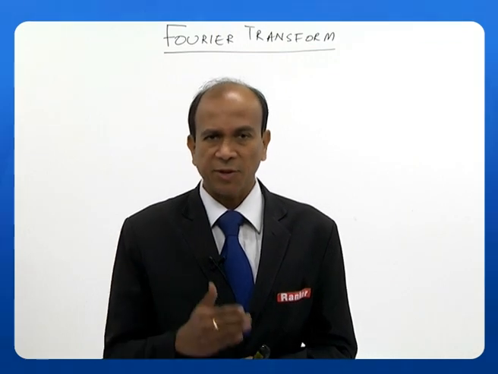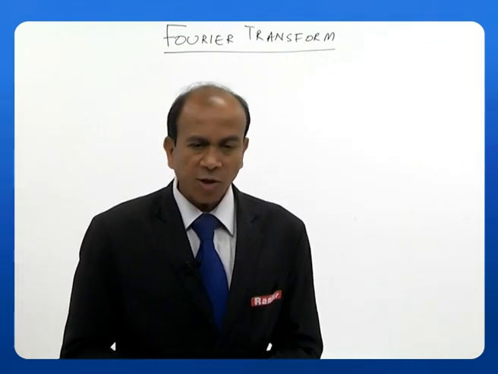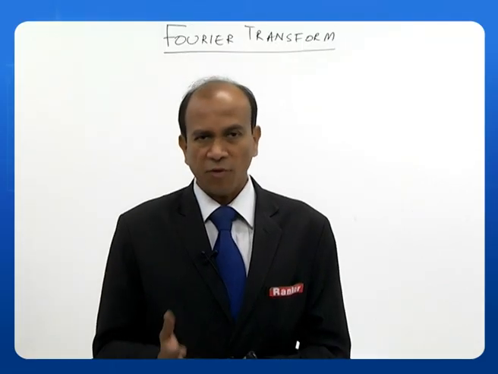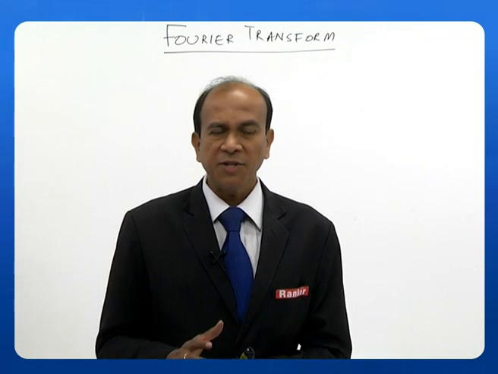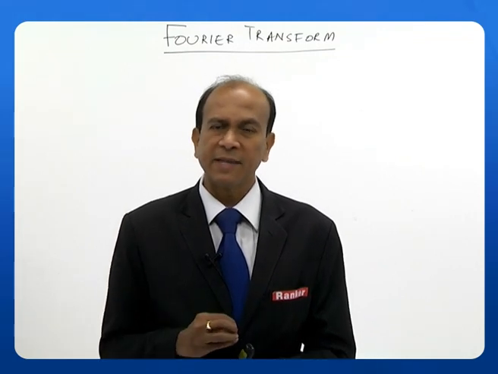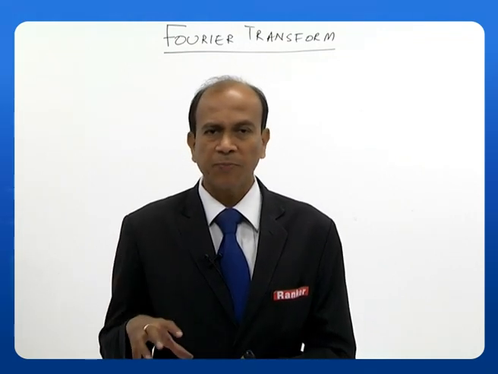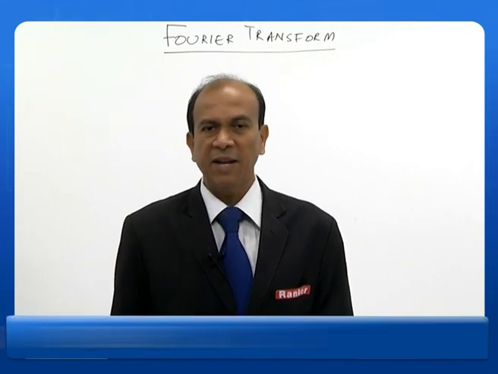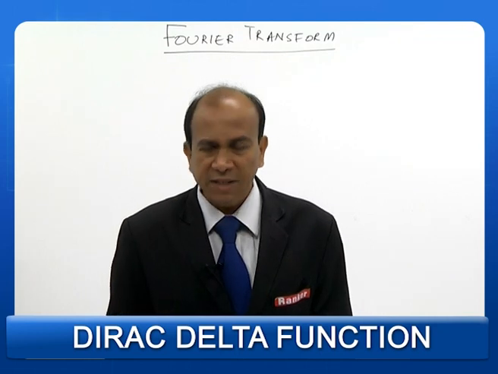Let us define what autocorrelation is. The autocorrelation process provides a measure of similarity between a signal and a replica of the signal delayed by a variable amount, and is a function of the delay variable. That means there is a function g of t and the same function g of t delayed by a certain variable tau, let us say. So, g of t minus tau. The autocorrelation function is defined with respect to the delay variable, that is tau. Let us see the formula.